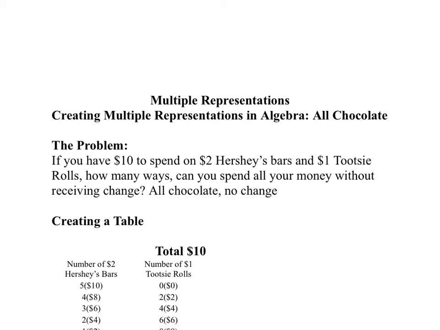According to NCTM, students should have the ability to graph. They should have the ability to use tables. They should have the ability to use words or create words from what they see, and definitely must have the ability to symbolize what they see with an algebraic equation.